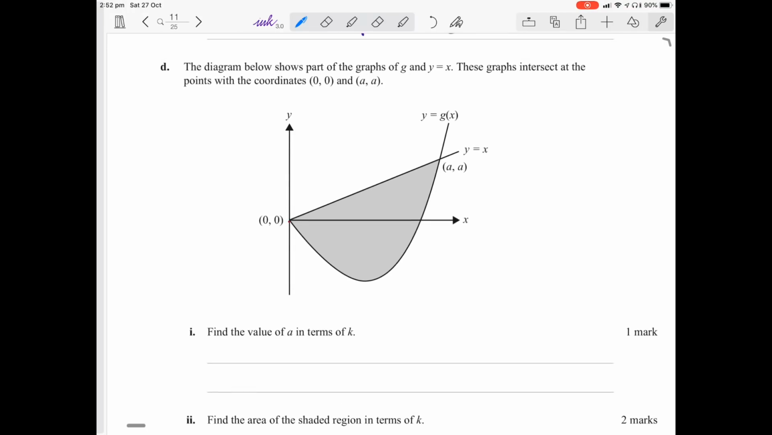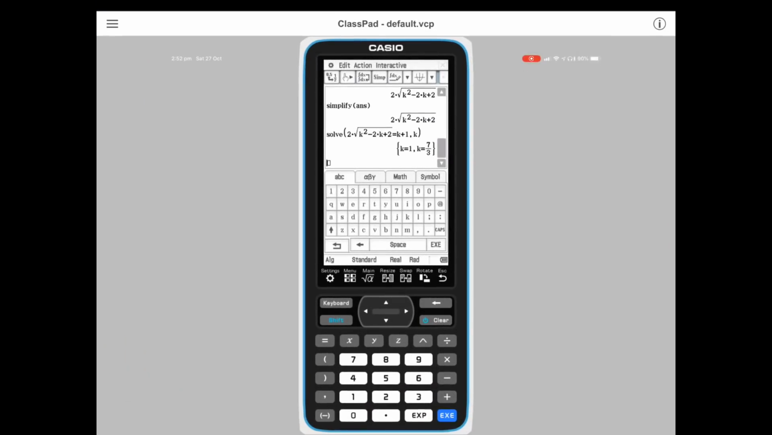Find the value of a in terms of k. So I've got this point here, and I've got this point there where they intersect. So g of x equals x.